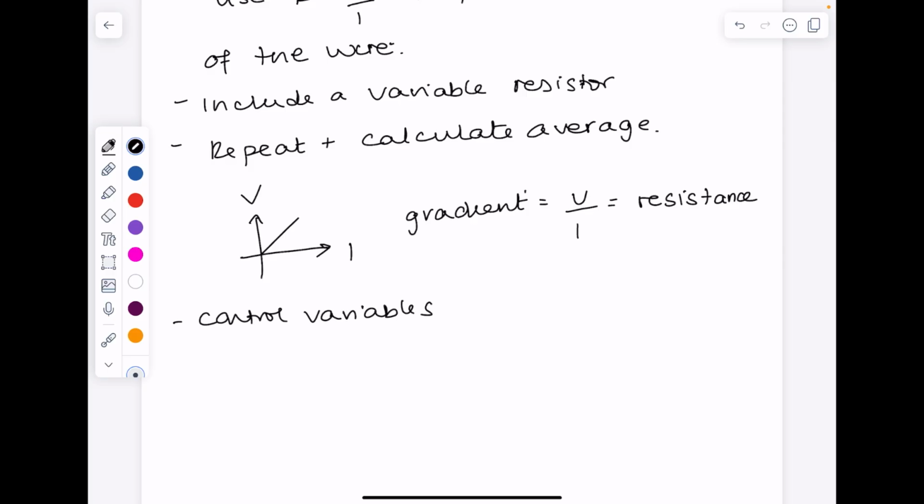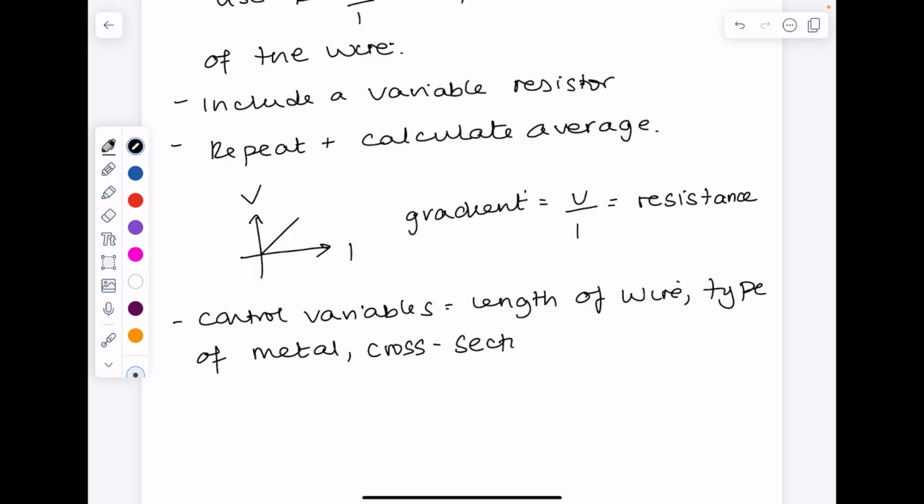We need to keep the length of the wire the same, because after all, the longer the wire, the greater the resistance, the type of metal that the wire is made out of, the cross-sectional surface area of the wire, because the greater the cross-sectional area, the lower the resistance. We also want to keep the temperature the same.